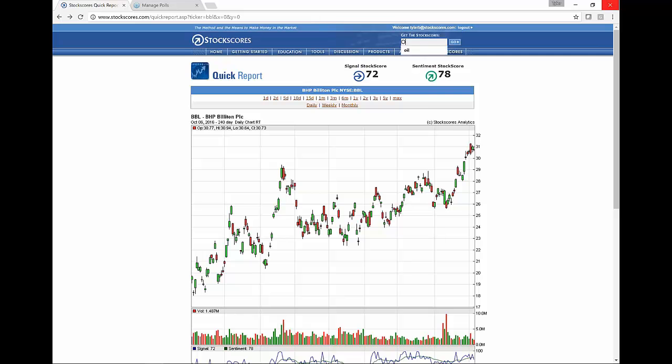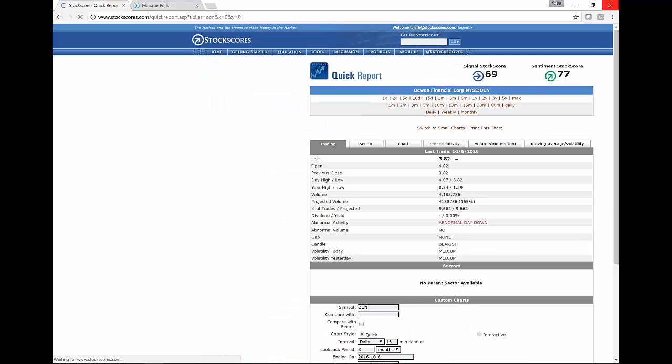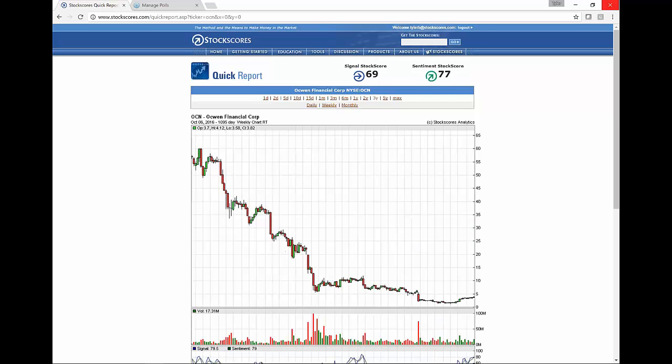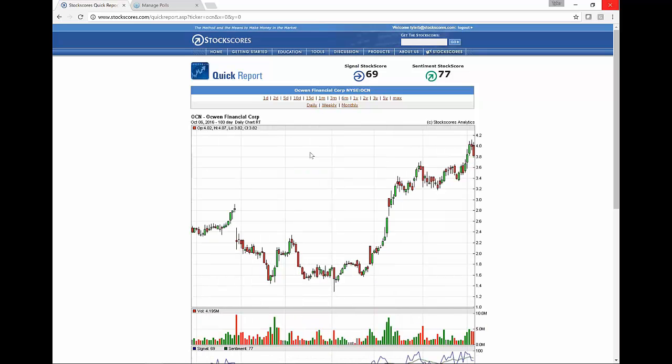Okay, I'm going to go through these a little faster. I kind of wanted to show you how to analyze first. Now I'll just tell you if I like it or not. So first thought is it looks pretty good. This is OCN. It's not bad. It's got a lot of work to do to chew through all this overhead resistance, but it does look like it's turning the corner after being pretty ugly, breaking from a little rising bottom here. Notice the stock scores are better. So I think that's a 7 out of 10.